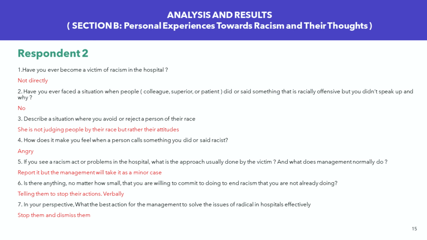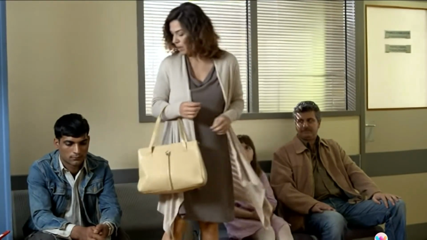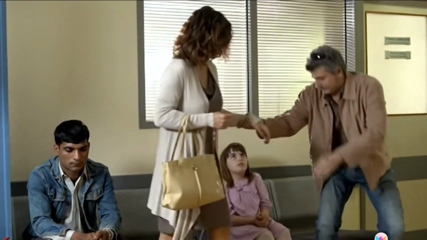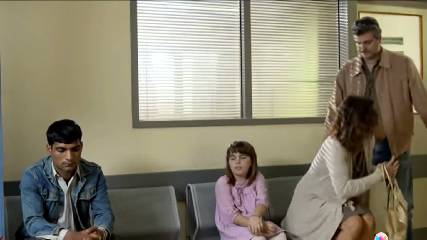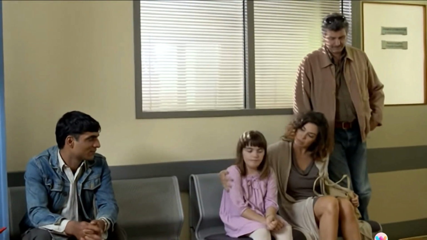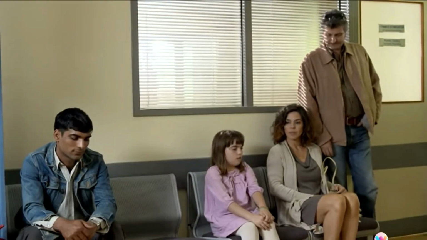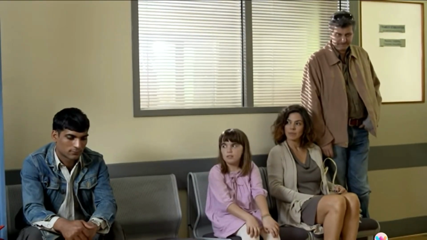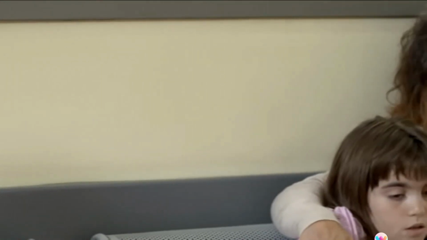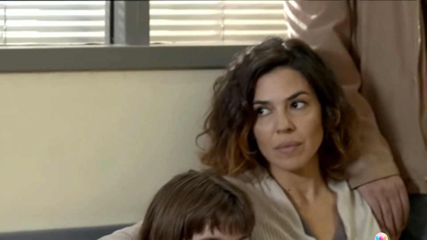That's usually the practice of the staff in the hospital. However, the management usually takes it as a minor case. She also thinks that one way of ending racism is to tell them to stop their actions directly and verbally. When asked what the management could do to effectively end racism and discrimination in the hospital, she said it is to dismiss the staff who actually do the wrongdoing.